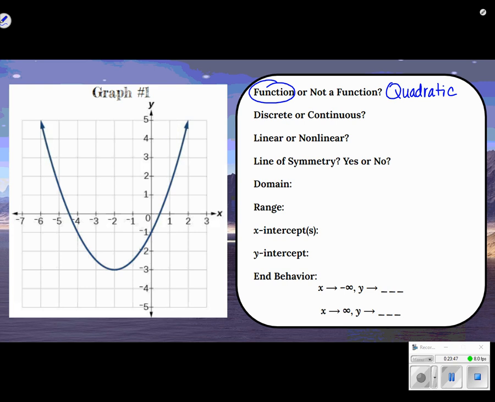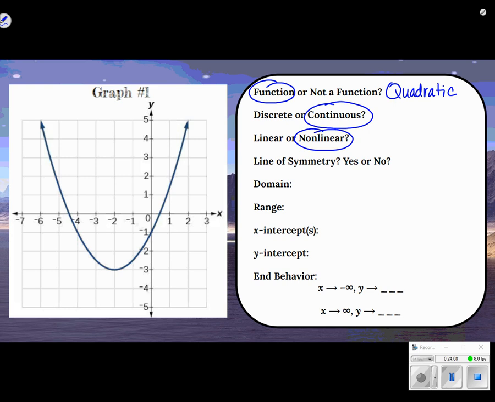Is it discrete or continuous? Well, discrete is made up of dots. Continuous is made with a smooth curve. This is a continuous function. Is it linear or nonlinear? Linear is a straight line. This is not a straight line. It is nonlinear.